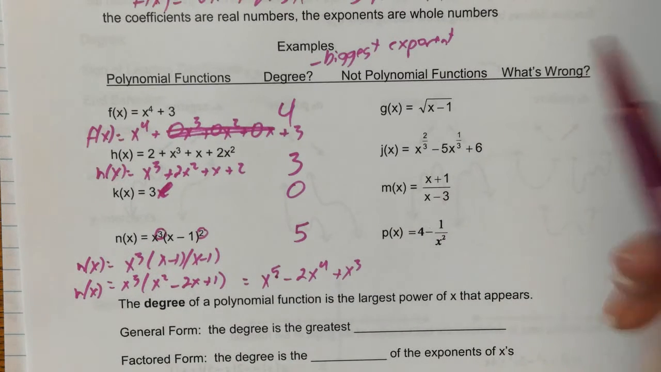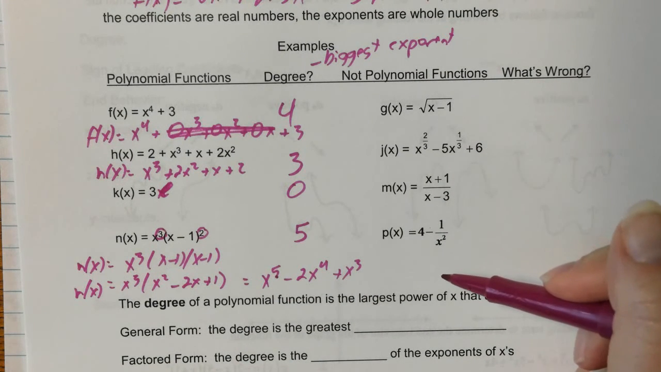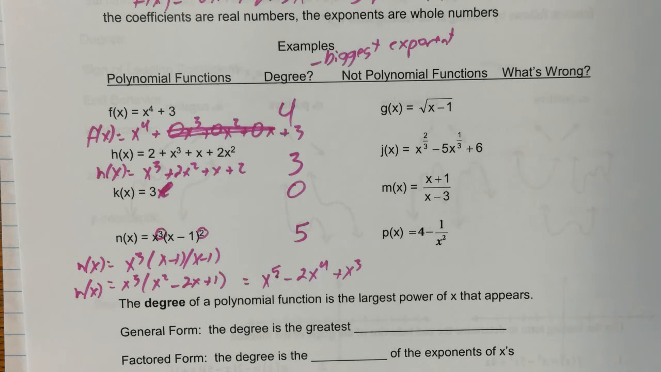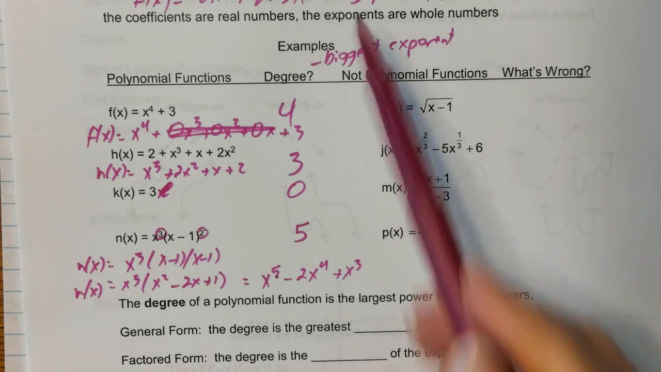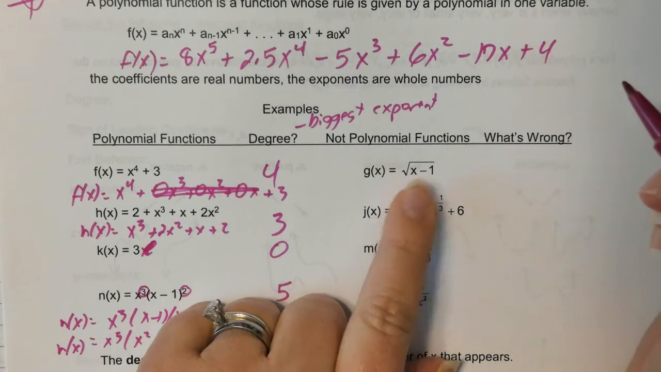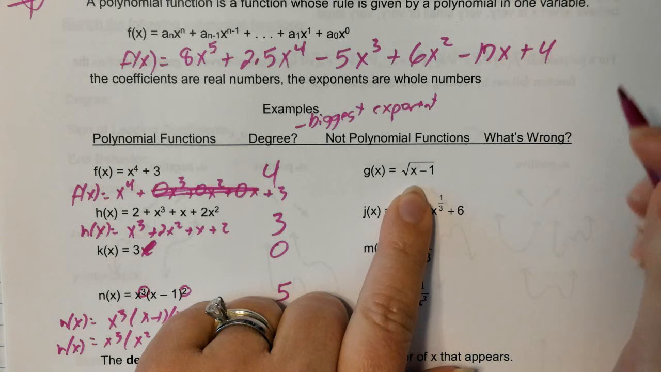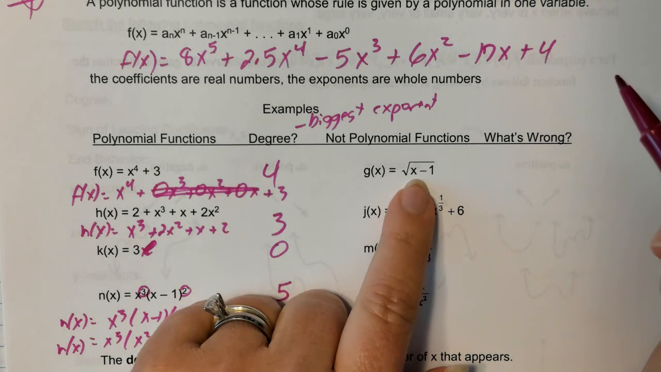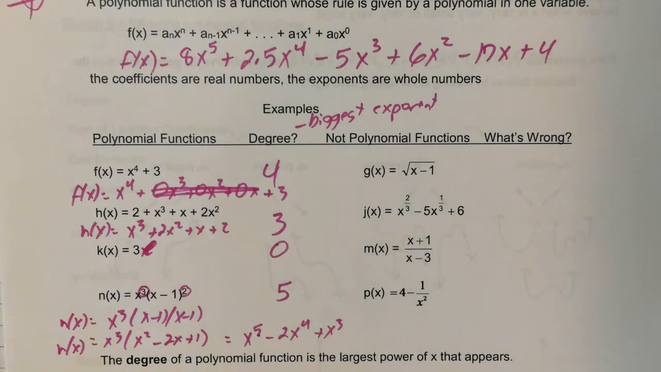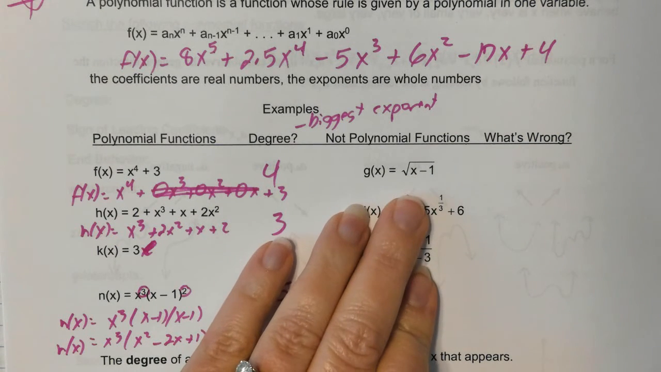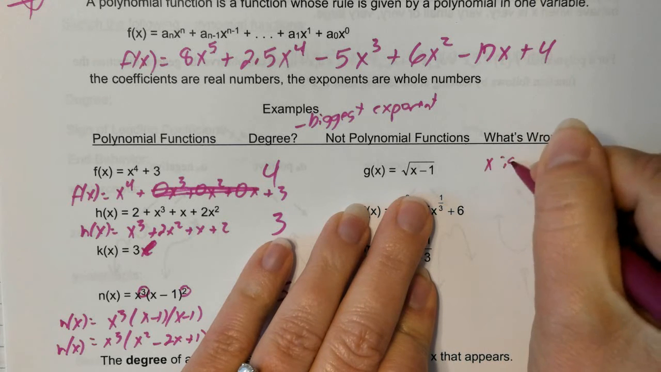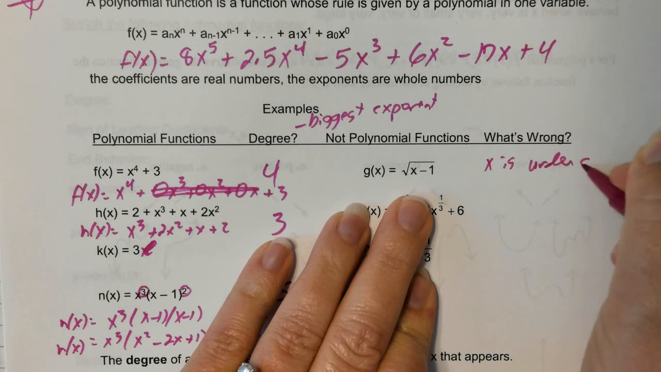On the right, these are not polynomial functions, okay? So their question to us is, what's wrong? Why can it not be written in that polynomial format that we talked about right up there at the top? Okay, well, in g of x, the problem is this radical, okay? We cannot have x's under a radical for polynomials. Now, they are square root functions. We could still graph it. It's just not a polynomial function. So what's wrong with that is that x is under a radical.